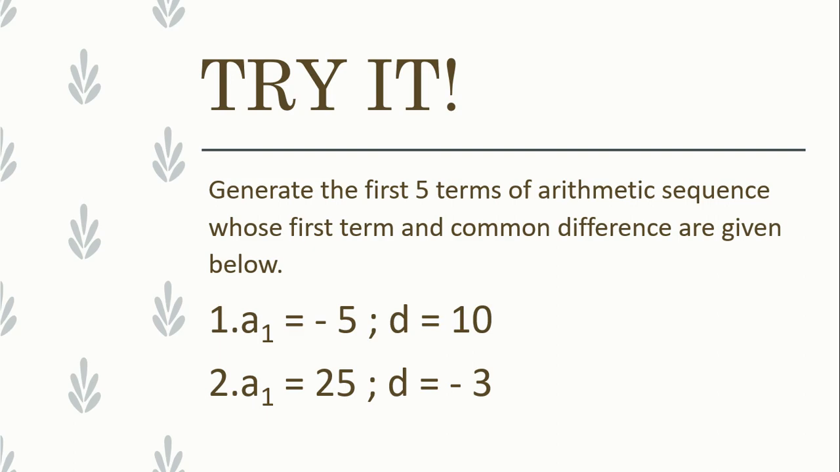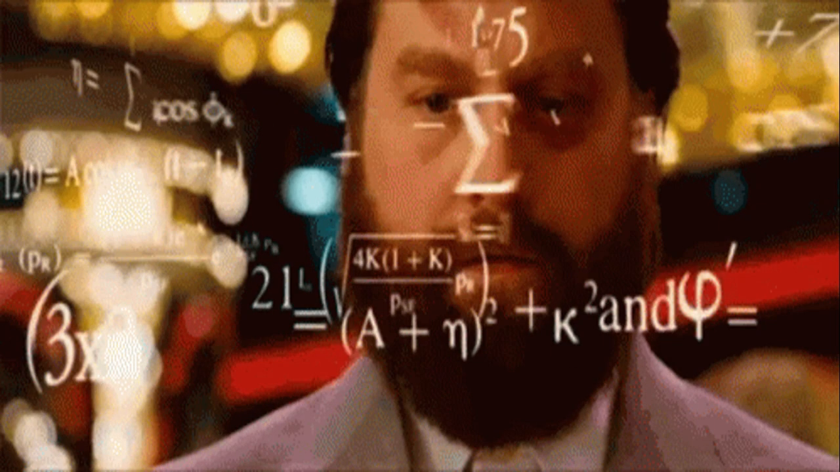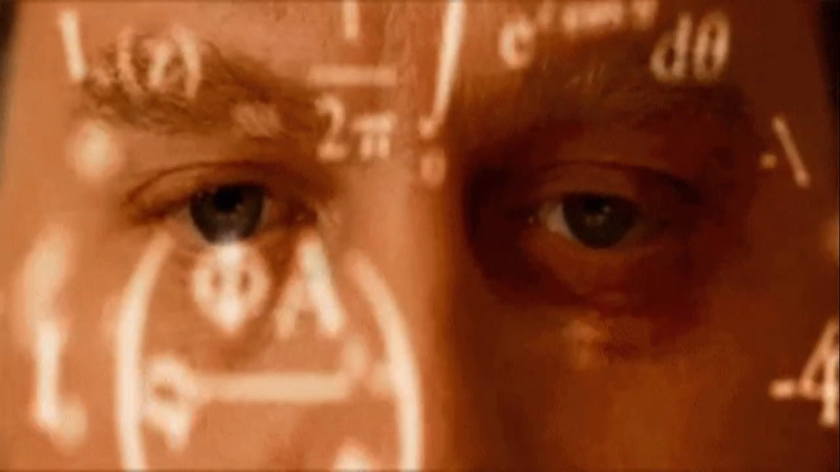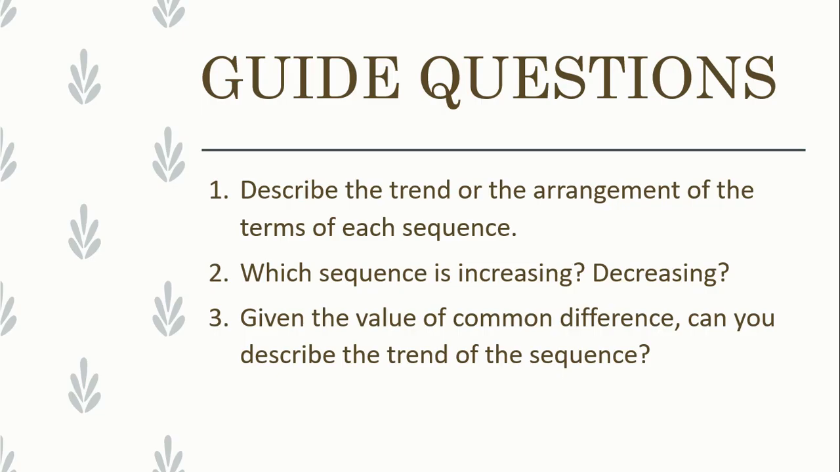Are you now ready to answer the guide questions? Let's have now the guide questions. First question. Describe the trend or the arrangement of the terms of each sequence. Number 2. Which sequence is increasing? Decreasing. Given the value of common difference, can you describe the trend of the sequence?